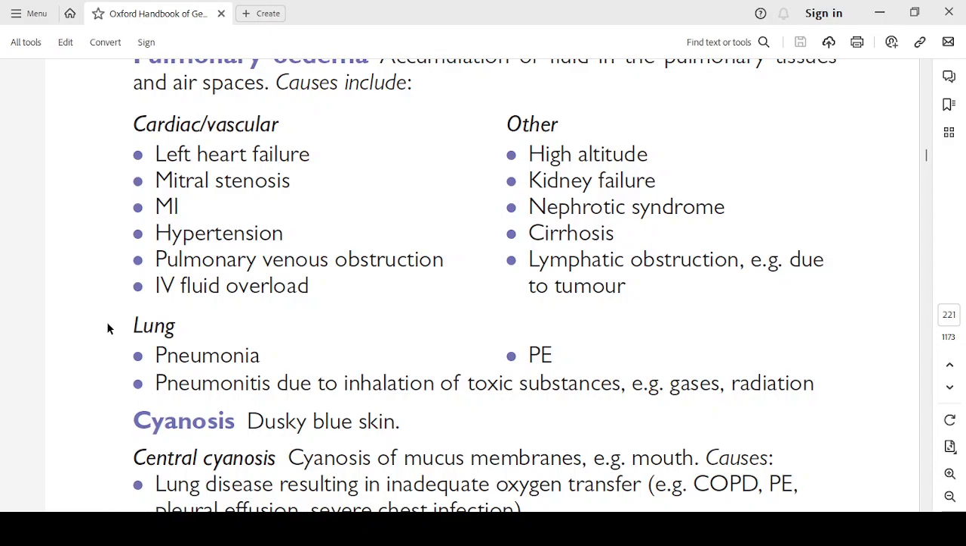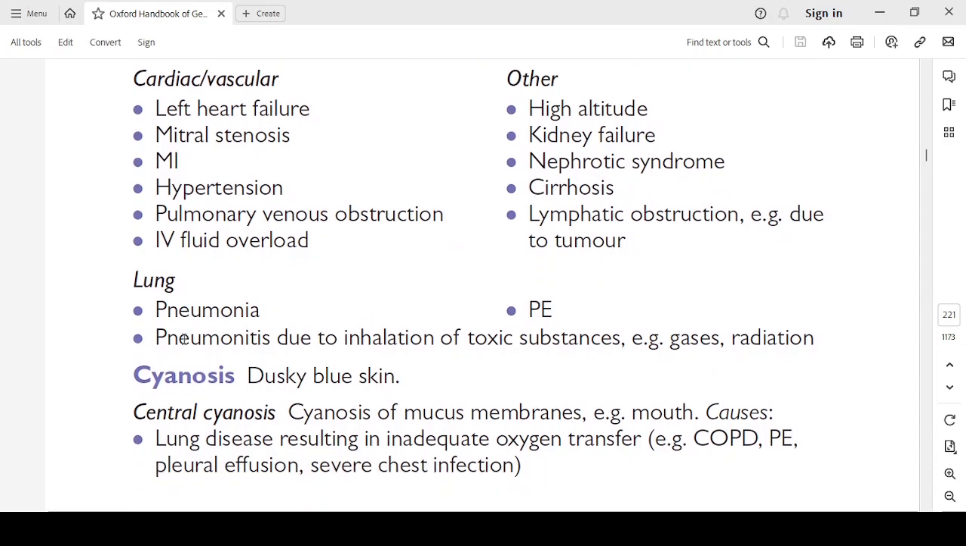Lung causes of pulmonary edema: pneumonia, pneumonitis due to inhalation of toxic substances, for example gases and radiation, and pulmonary embolism.